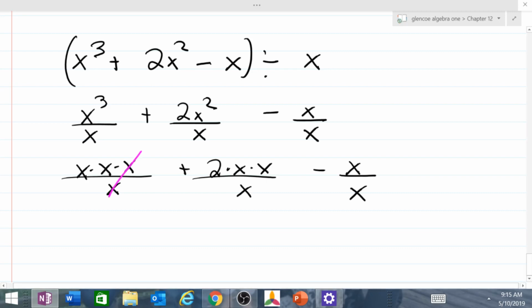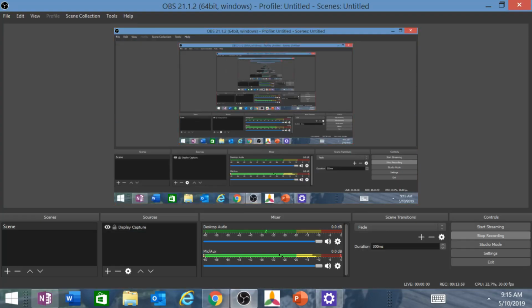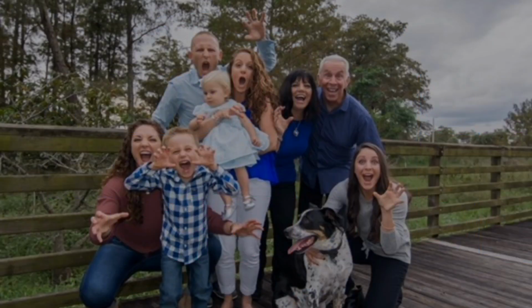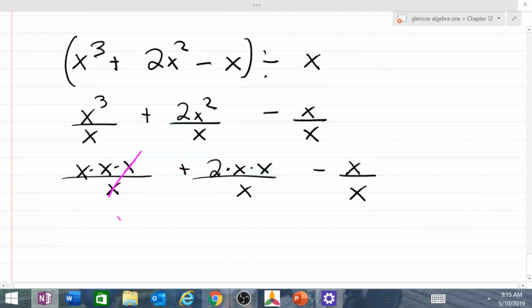In our first fraction, the x's cancel, which leaves you x times x, or x squared. In the second fraction, an x on top and x on bottom cancel, which leaves you with 2 times x, or 2x. And in the third fraction, anything divided by itself equals 1.